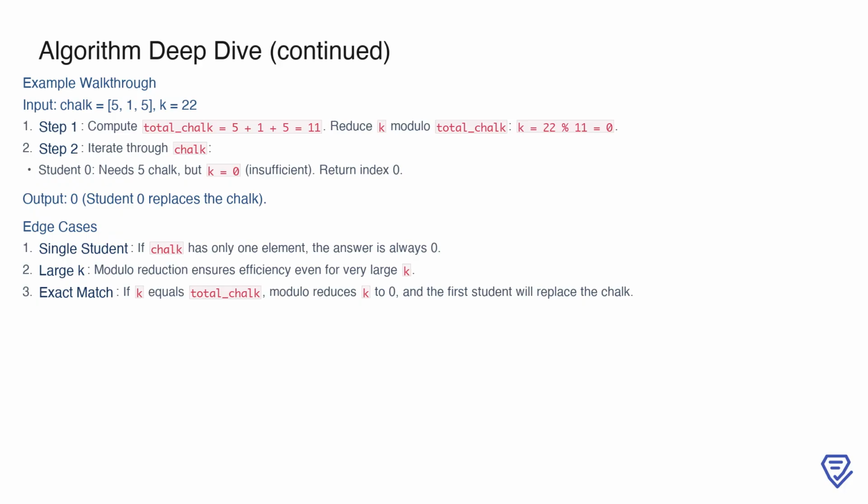For edge cases, if there is only one student, the answer is always 0, as they will inevitably replace the chalk. When k is very large, the modulo operation ensures that the algorithm remains efficient. And if k is exactly equal to total_chalk, the modulo operation reduces k to 0, meaning the first student will replace the chalk. These considerations ensure the algorithm is robust and handles all scenarios effectively.